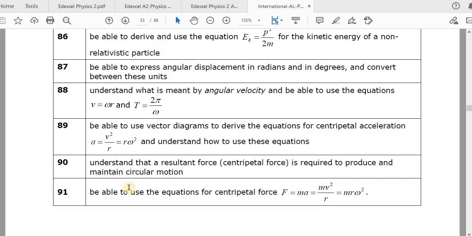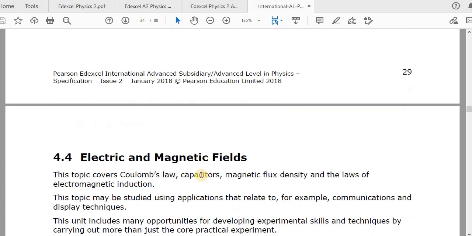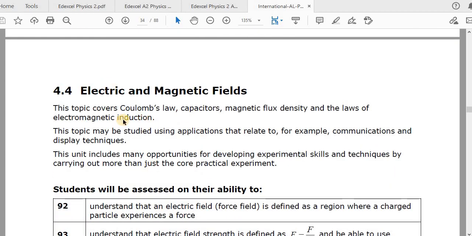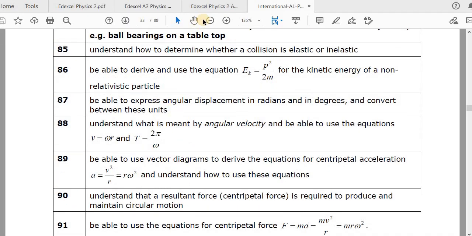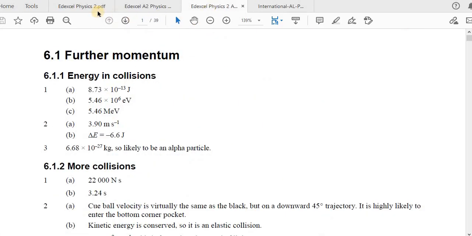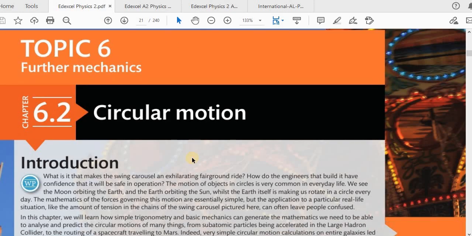Alright, so this is what you will learn. This is basically what you have to know for this lesson on circular motion. Then the next is another topic, which is electric and magnetic field. So let's go through your book, and these are the answers to the textbook here.